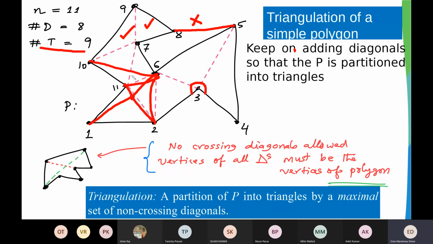Does anybody want to give it a shot? An intuition as to why that happens, why it is a maximal set. Our algorithm is to keep on triangulating until we are done. So if we don't stop, we have to stop at some point. Okay, why do you think we have to stop at some point?